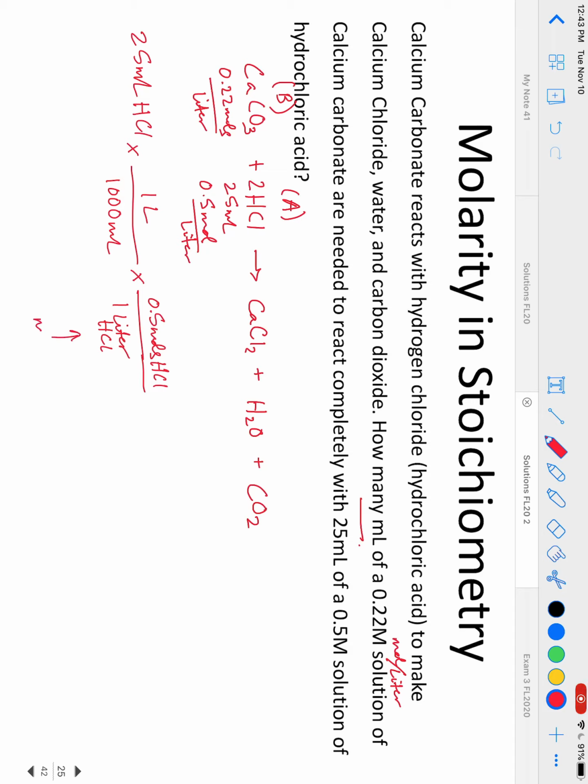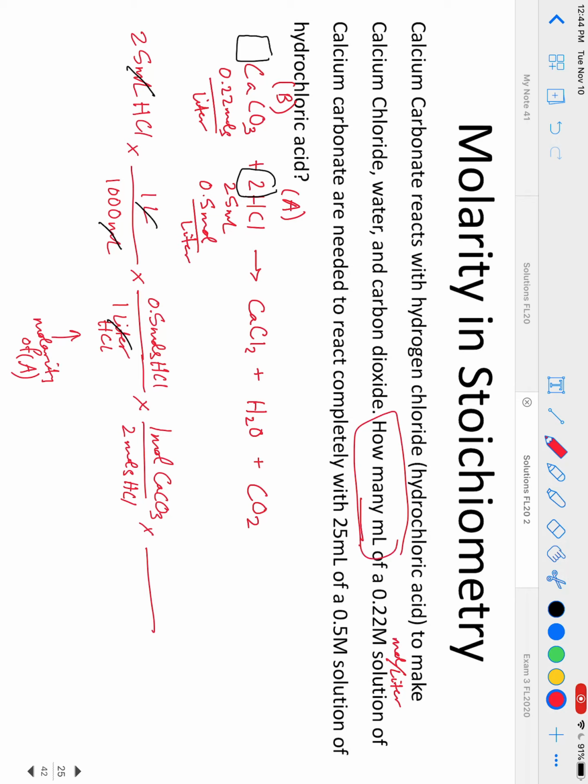Okay, so I just did the first conversion here. This is where I plugged in the molarity of A. Then we're going to plug in the mole ratio. So far, we've canceled out milliliters, we've canceled out liters. All right. Now the mole ratio, if we look at the coefficients here, it's 2 to 1. So for every 2 moles of HCl, we'll get 1 mole of CaCO3. And then we're almost there.